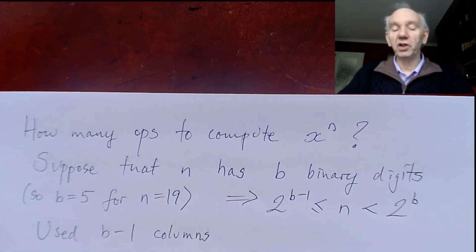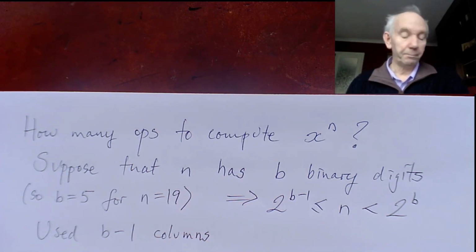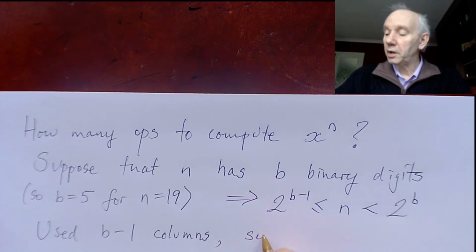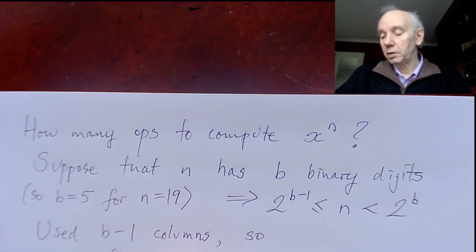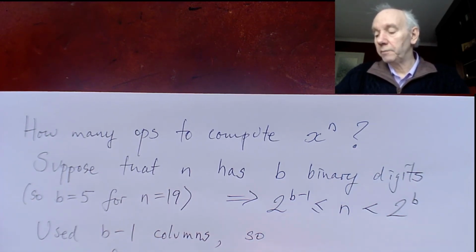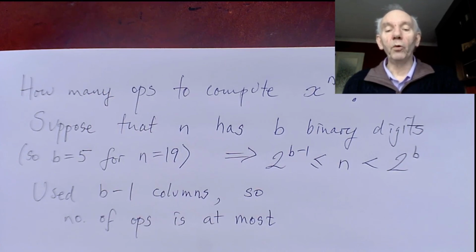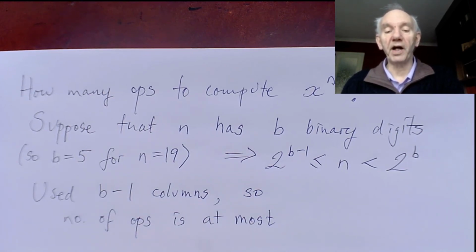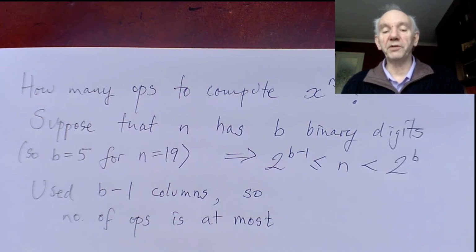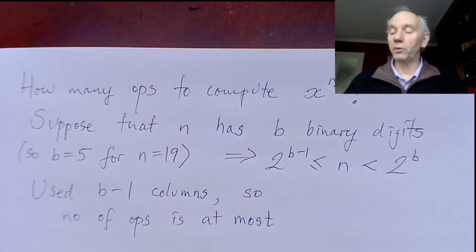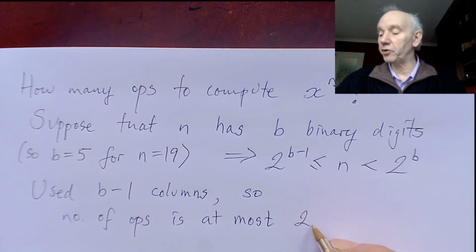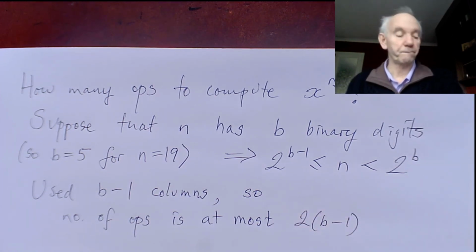And how many operations does that require us to do? So the number of operations is at most, you see, we don't know exactly what we have to do for each column, but we always have to square. We may have to multiply by x. So the worst scenario is when the binary expansion has all ones, and then we have to always square and always multiply by x. So in that case, we would need 2 times b minus 1 operations.